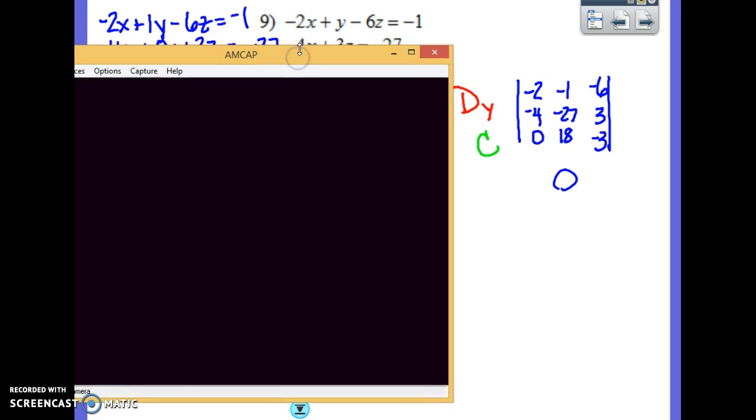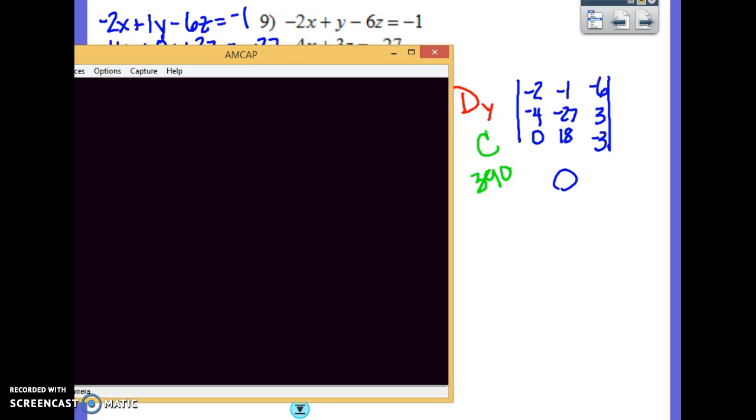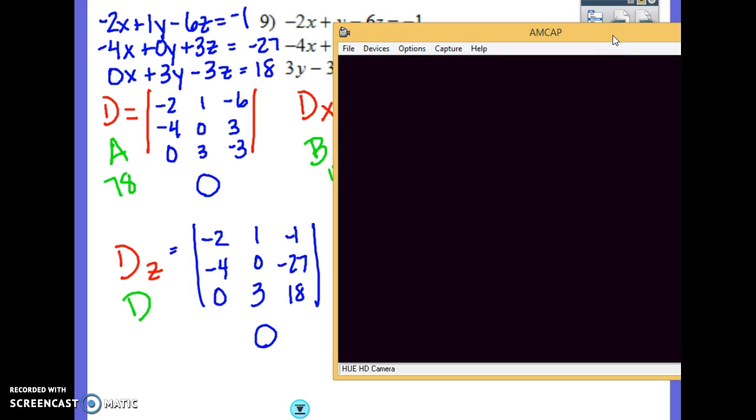Matrix C, second matrix, over to math, determinant, go down again, second matrix, go all the way down to C, parentheses, enter, 390. And then our last one is D. Go to second matrix, over to math, determinant, second matrix, go all the way down to D, name D, close parentheses, negative 78.